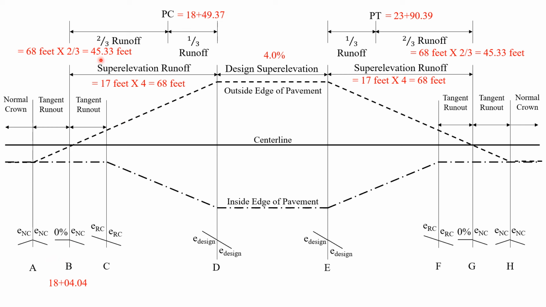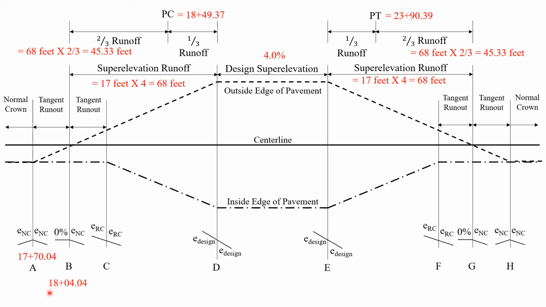So now we're just subtracting that 45.33 feet from our PC station. We're going to get a value of 18 plus 04.04. Each of these increments shown here, B to A, B to C, F to G, G to H, are 2 increments of cross slope going from normal crown to adverse crown removed to reverse crown. So each of these increments will be 34 feet, 17 feet times 2 increments of our cross slope.